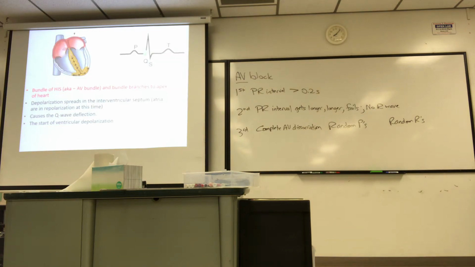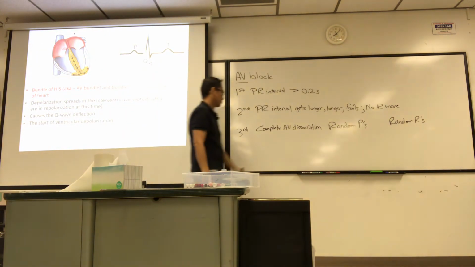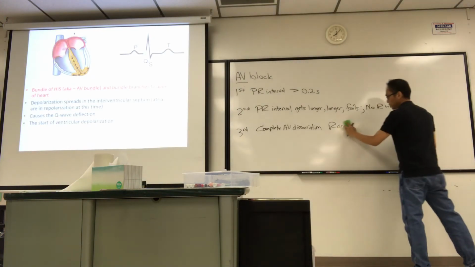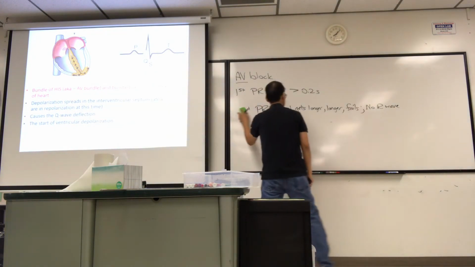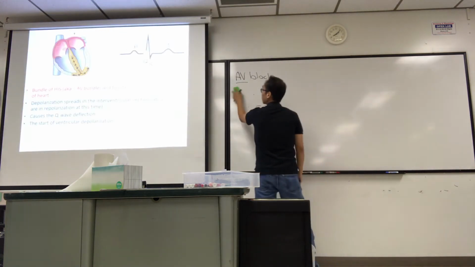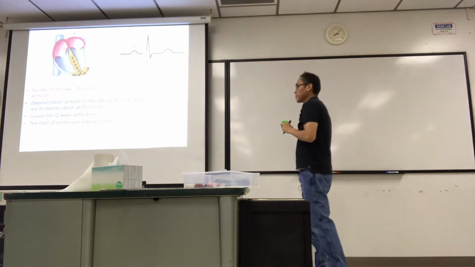Okay, we're going to move on to the bundle of His. So if the signal does get through, what you see in the picture there, they're using yellow for depolarization. So what's red? Repolarization. So while the atria are repolarizing, the signal is spreading down the septum between the ventricles. When the signal reaches the apex, it creates the Q wave.